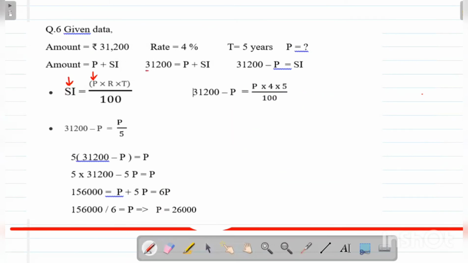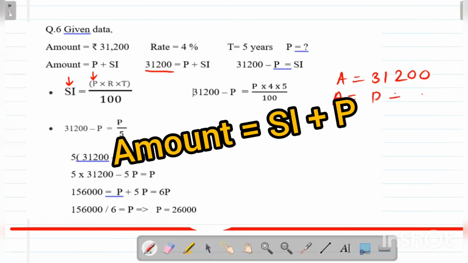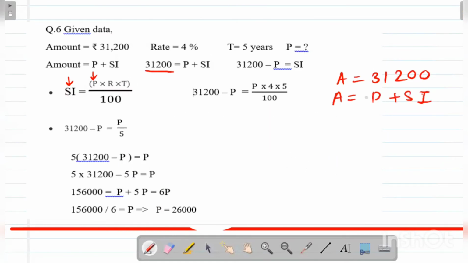Amount is given to us, that is 31,200. Amount kya hai aapka? 31,200. And what is the formula of amount? That is principal plus simple interest. So now I can equate both the things. That is, simple interest plus principal is equal to 31,200.